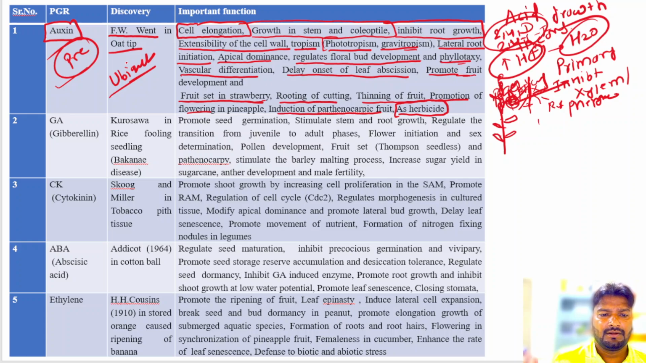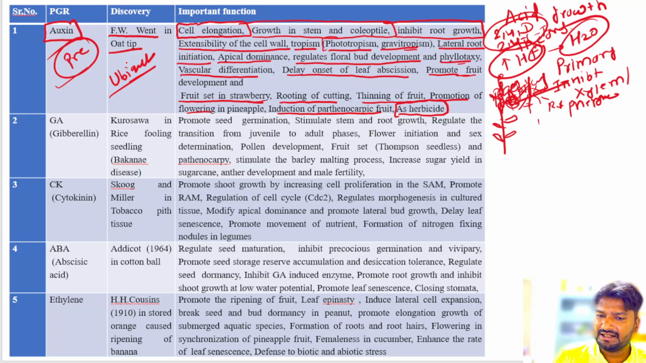Okay, very clear. So what are the important roles? Cell elongation, growth in stem and coleoptile, inhibiting root growth. Which one? Primary root growth, but it initiates lateral root growth and cell wall extension, then phototropism and gravitropism, then apical dominance, meaning it initiates the apical growth, regulates floral bud development, and phyllotaxy, meaning arrangement of the leaves on the stem, then xylem and phloem development, delaying the leaf abscission process, and fruit development in the strawberry.